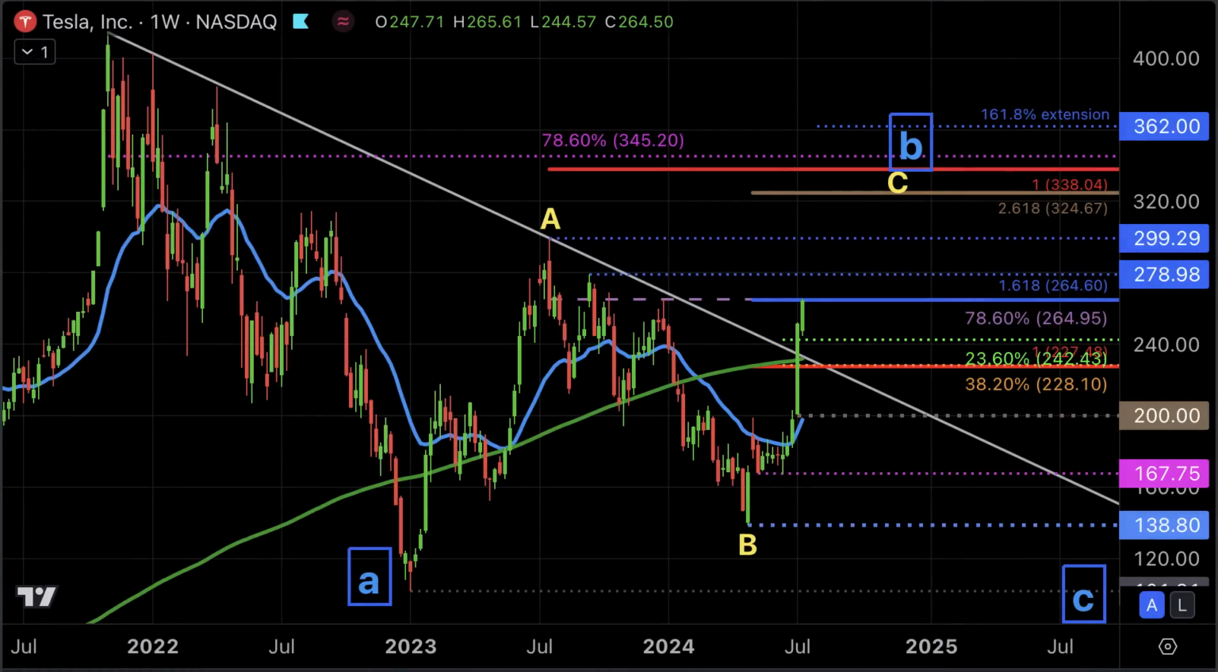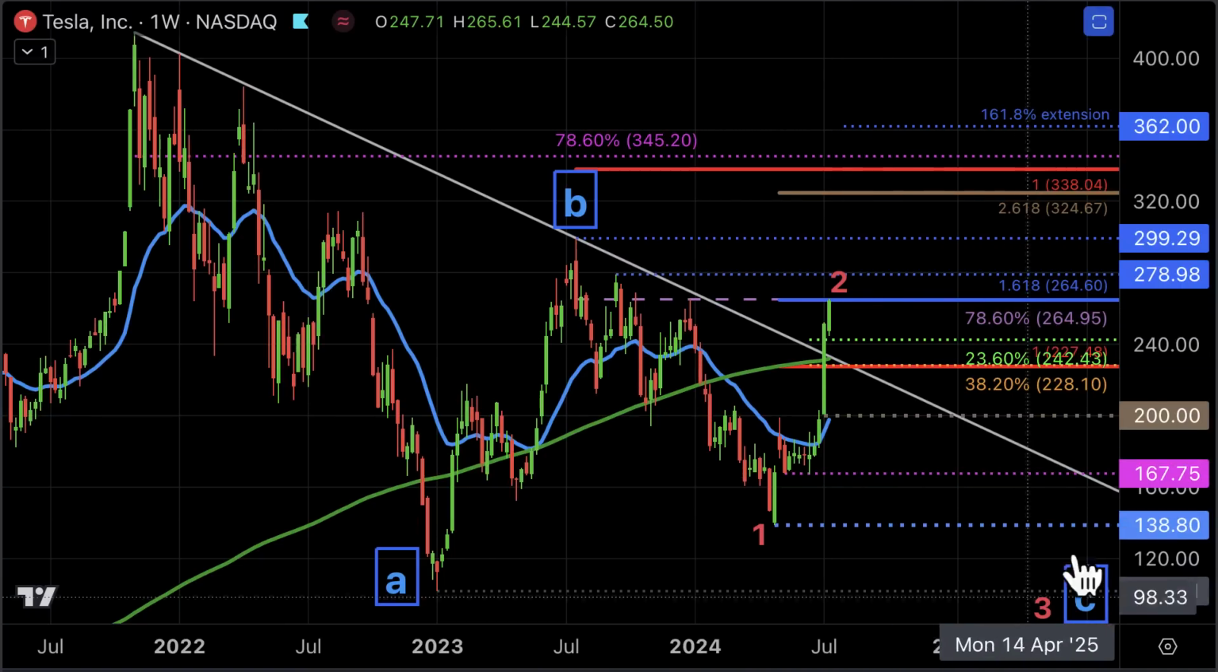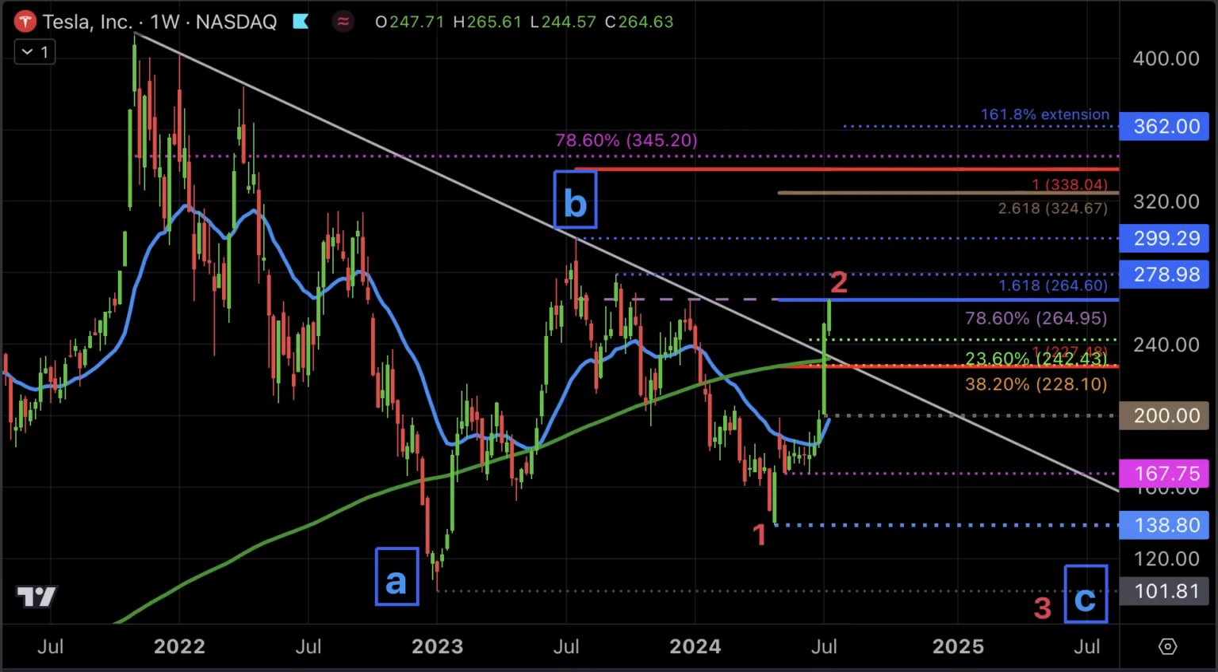Let me know in the comments what you think. Do you think it's this yellow count for an extended B wave to here, to 338, 345? Or do you think we're in the red wave count to potentially complete the wave 2 and then third wave to much lower levels? Let me know what you think in the comment section.